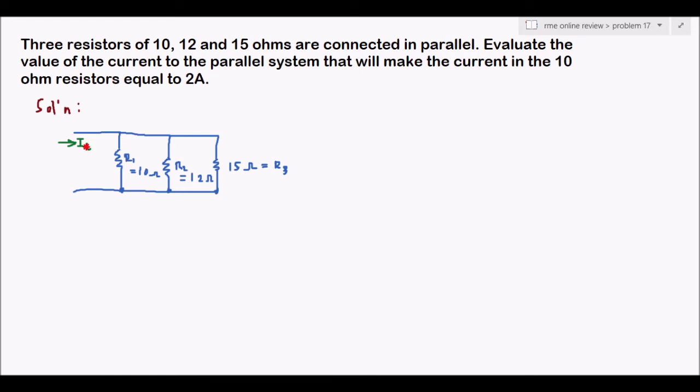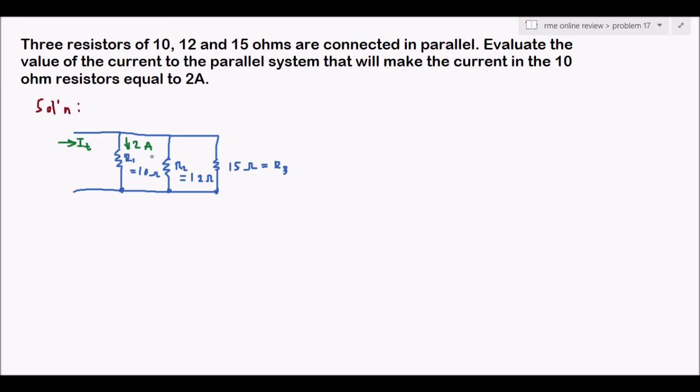So we have IT, that is our current, and according to the problem, the current in the 10 ohm resistor is equal to 2 amperes. So you could solve this one by a longer method, but since we have tackled the CDT, the current division theorem, we could use that one, especially since the given is only on one of the branches.